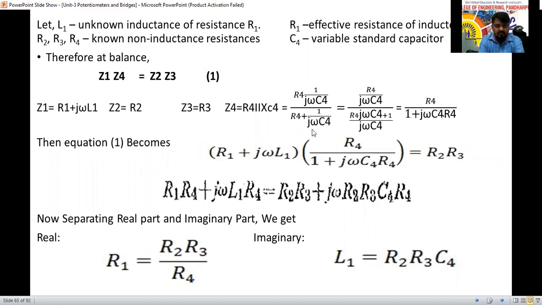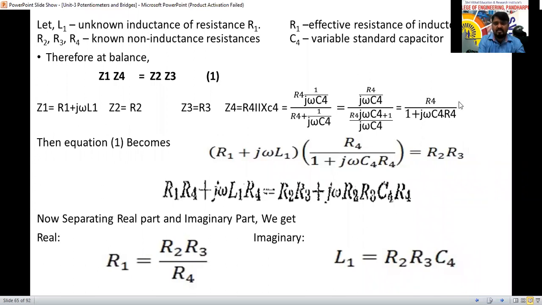In the previous class. So Z4 equal to R4 and XC4, both in parallel. If two resistances R1 and R2 are connected in parallel, we write R1 into R2 divided by R1 plus R2. Here we write the same thing. XC4 equal to 1 by J omega C4, since XC equal to 1 by J omega C. Yes or no, the formula? By deriving this, the J omega C4 will get cancelled.